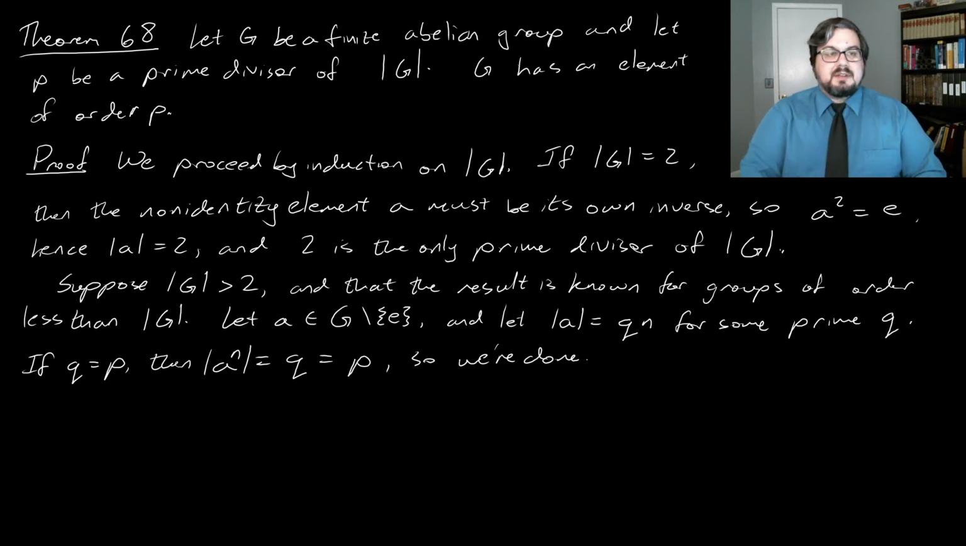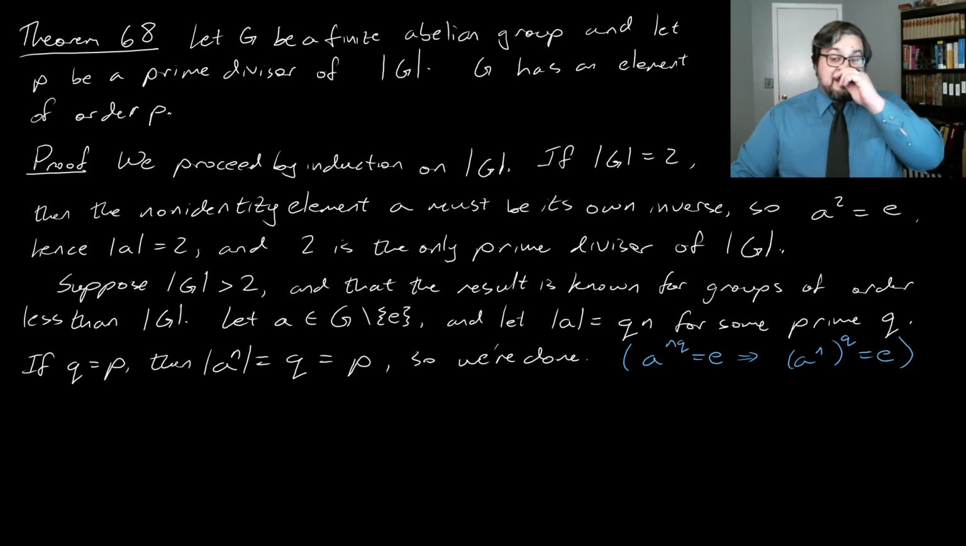This is because we have that A to the nq is equal to the identity, which means that A to the n to the qth is the identity. And if there were any number smaller than q that you could put in that exponent to get the identity, then that would mean that the order of A was not nq. So if q is equal to p, then the order of A to the n is equal to q, which is p. So we're done because the element A to the n satisfies the conditions of the theorem.